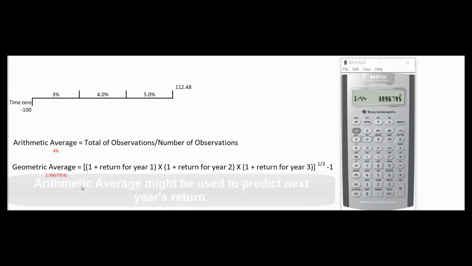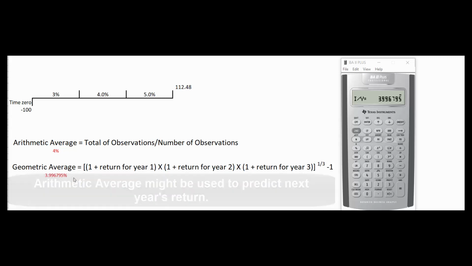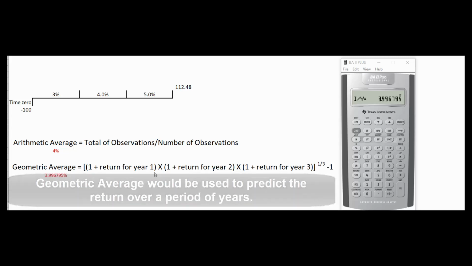And what do we use these for? Well, the arithmetic average you would use if you're trying to predict what's going to happen next year to your investment. Geometric average is if you want to make a more long-term prediction. If it earned you 3.996795% for the last 3 years, it's probably going to earn you 3.996795% for the next 3 years. Hope that helps.